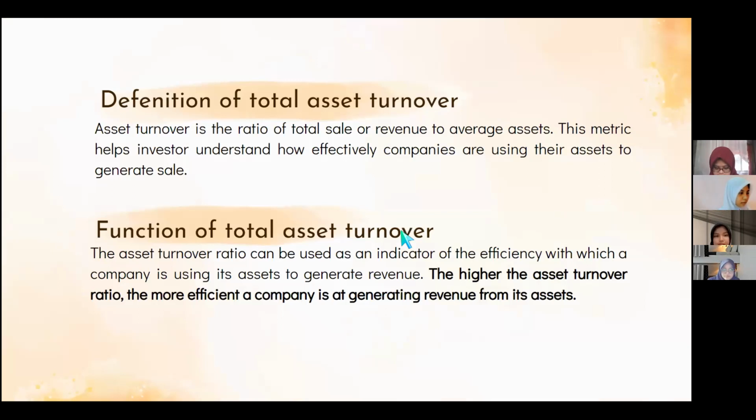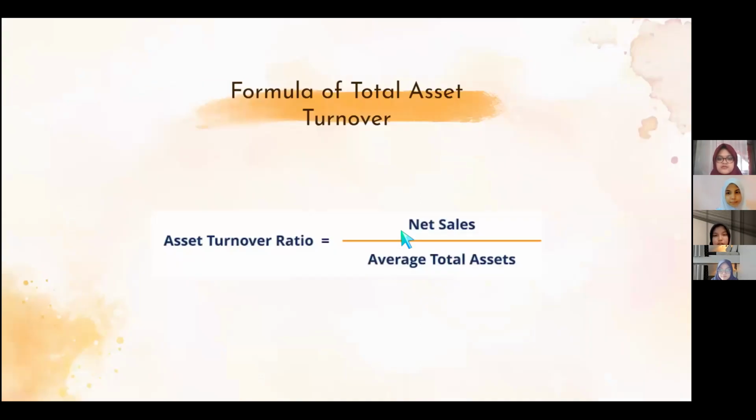This metric helps investors understand how effectively companies are using their assets to generate sale, while the function of total asset turnover can be used as an indicator of the efficiency with which a company is using its assets to generate revenue. The higher the asset turnover ratio, the more efficient a company is at generating revenue from its assets. While the formula of total asset turnover is net sales dividing by average total assets.